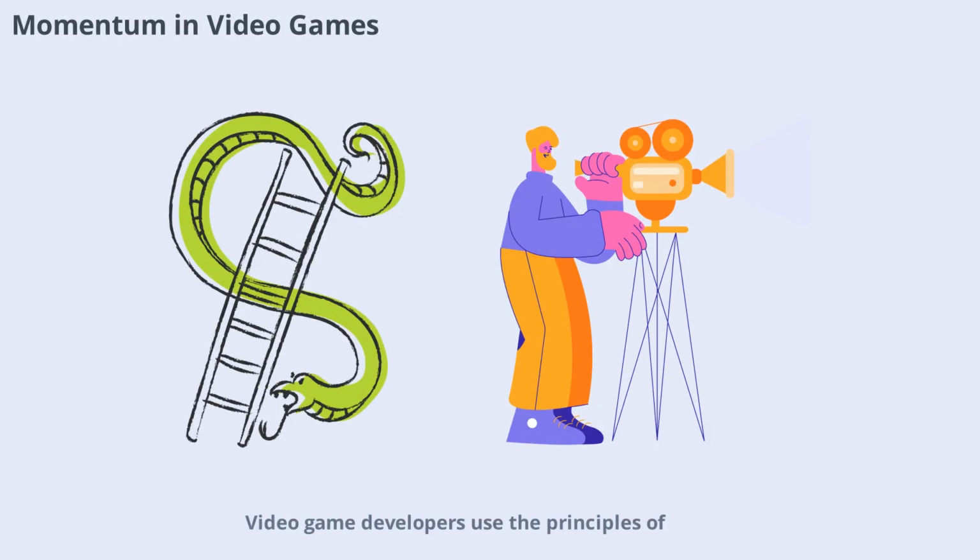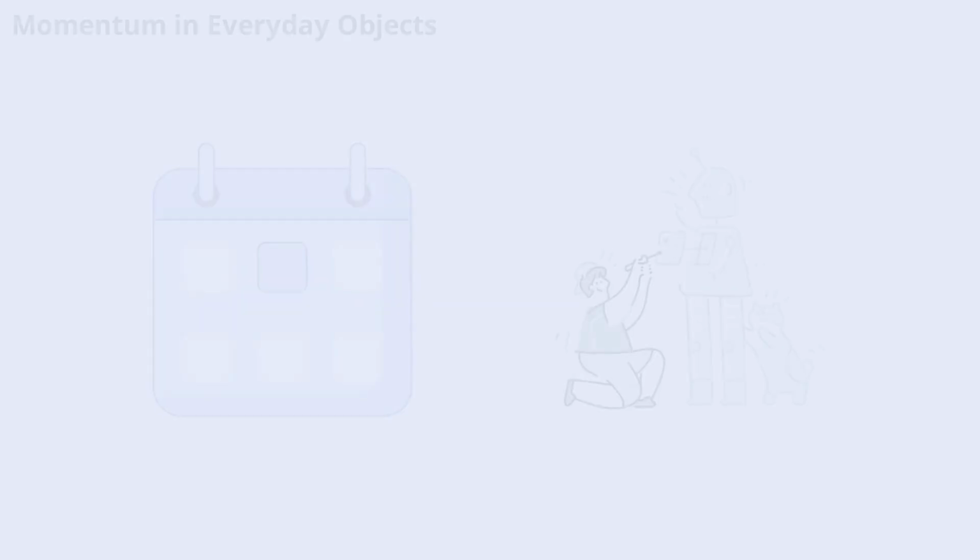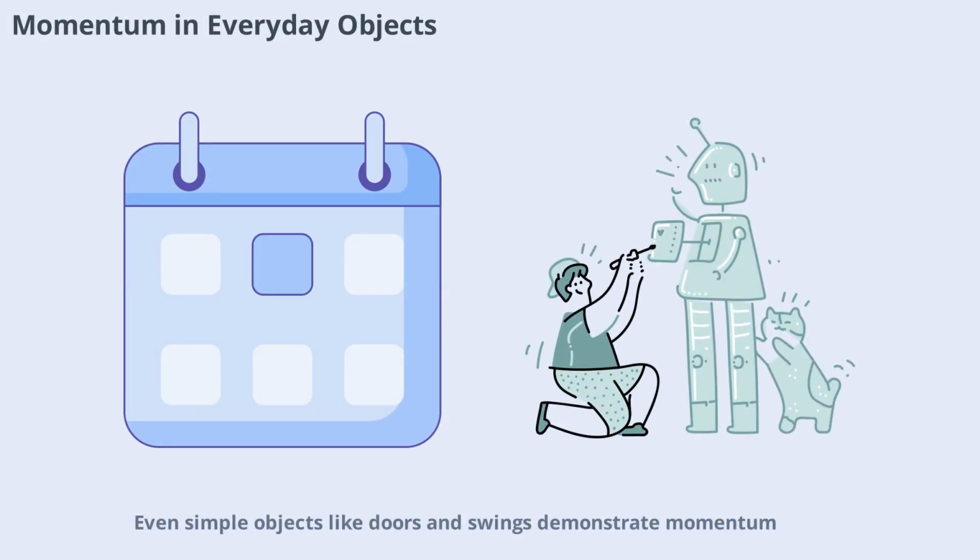Video game developers use the principles of momentum to create realistic movement and collisions. Whether it's a racing game or a sports simulation, accurate momentum physics make the gameplay more immersive and enjoyable for players. Even simple objects like doors and swings demonstrate momentum.